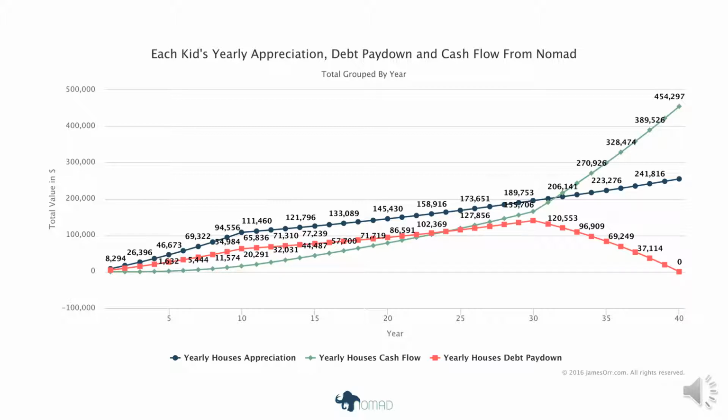And then from year 30 on, some of your properties are being paid off. So the first property gets paid off in year 30, the second property gets paid off in year 31, and so on. And so the curves change over time for those. But you can see them all.